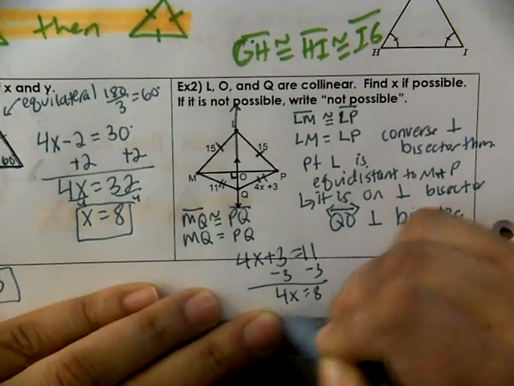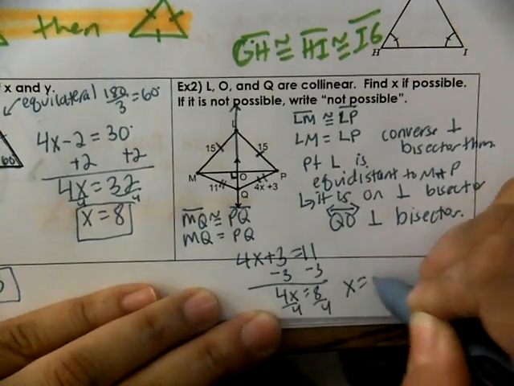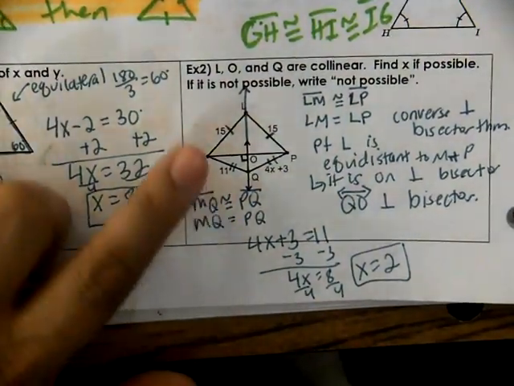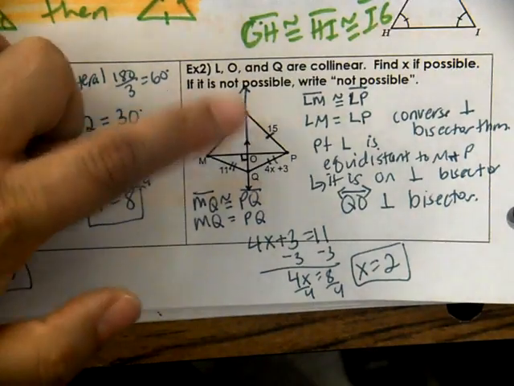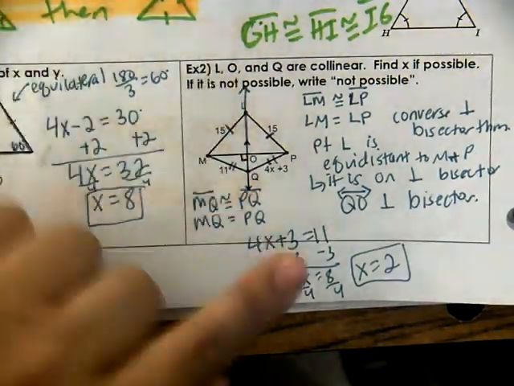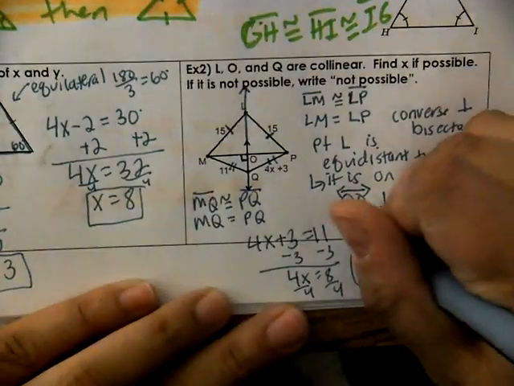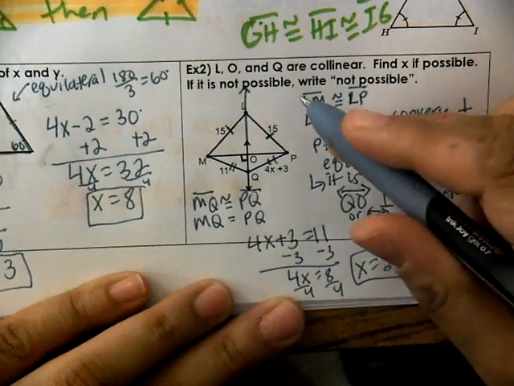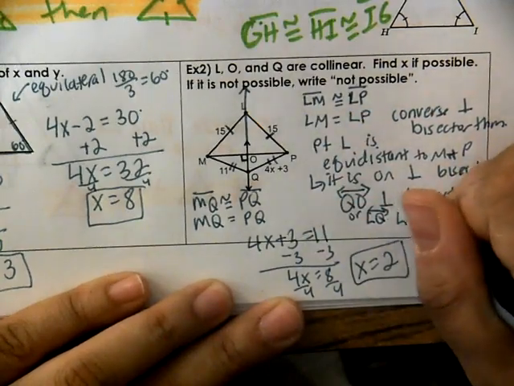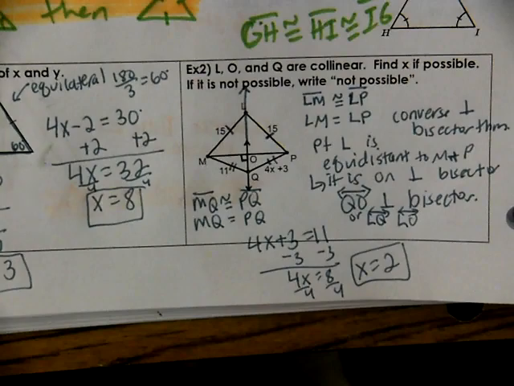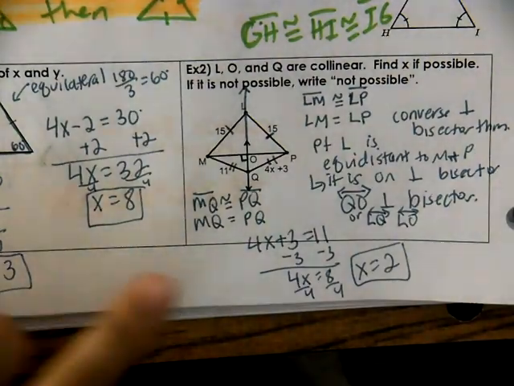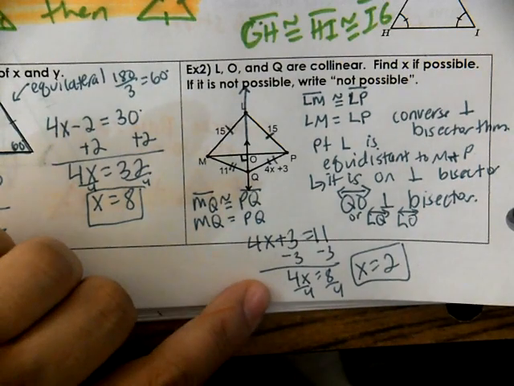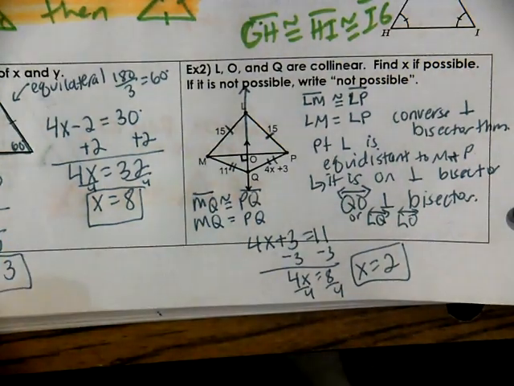So this one was possible. Specifically, it was because of the converse of the perpendicular bisector theorem, first, to find out that L was on the perpendicular bisector. And you can call the perpendicular bisector QO, or even LQ, or LO, OL, and so on. There are so many ways to name this. But once I set them equal to each other, I solved by subtracting 3 and dividing by 4, and you should get x is 2.